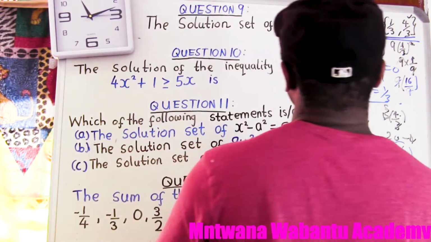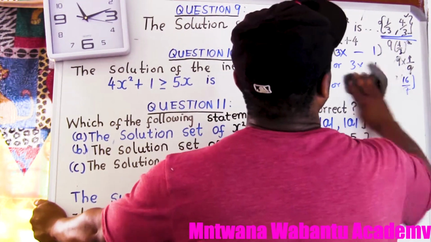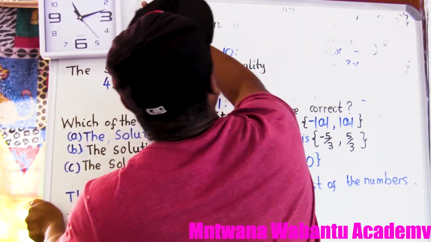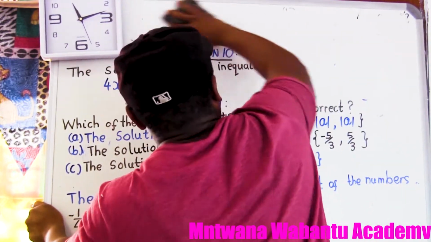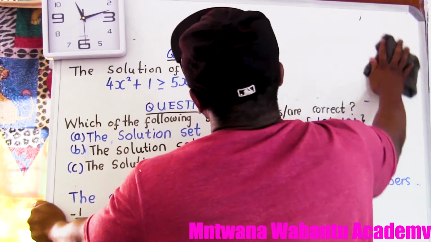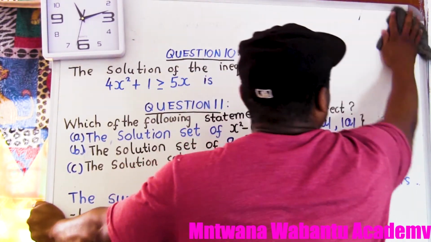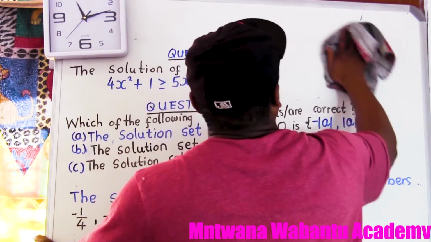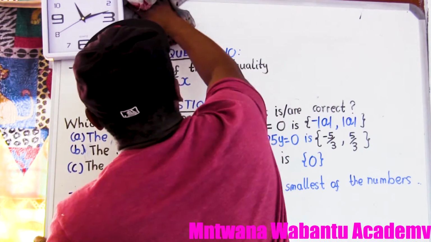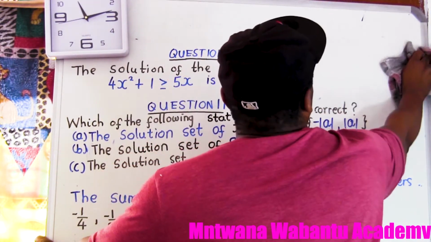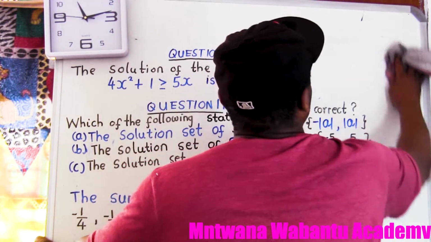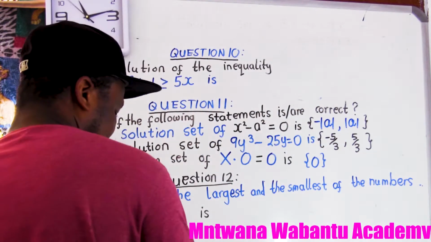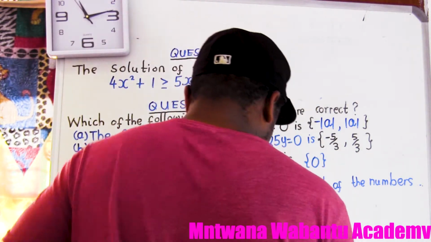So now let's go to question number 10. Now they give us a similar question but with an inequality. And then let's say find the solution. Okay, easy. So how do you do it?